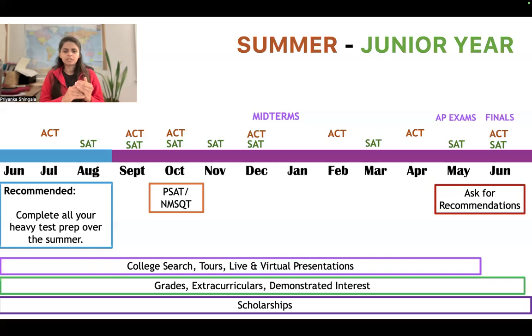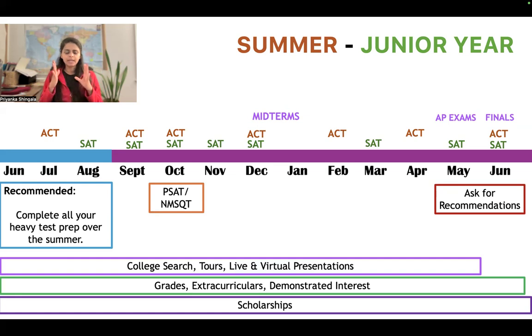Now, we've talked about the college searches and tours and live presentations and virtual presentations. For all of that, just go on the university's website and you can put in college tour, you can put in admissions presentations, and they'll take you to the login page if they offer something of that sort. All right. And I mentioned the demonstrated interest, the ways you can demonstrate interest earlier. So get started on that. Juniors, get started on that and keep it going.